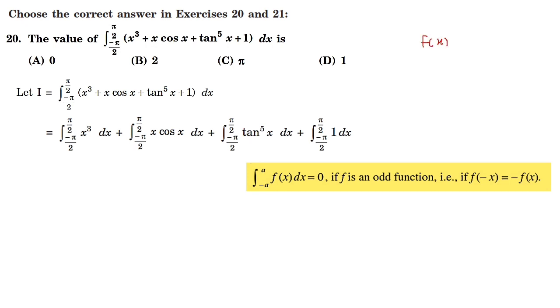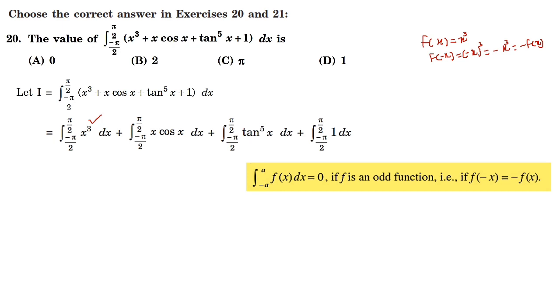F of x is equal to x cube, then we will go for calculating f of minus x. F of minus x when you put, what will come? Minus x the whole cube, which is minus x cube. Minus x cube we can write as minus f of x. So the first one is an odd function.